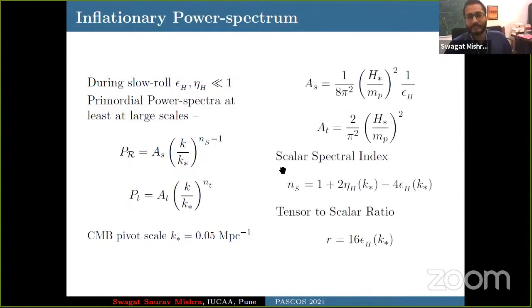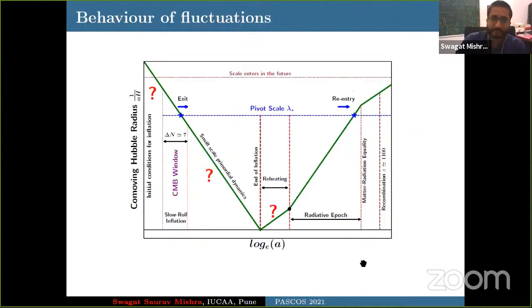And the tilt of the scalar power spectrum is completely given in terms of the slow roll parameters, and the tilt is usually predicted to be small. So n_s is pretty close to 1. Similarly, the tensor to scalar ratio, which is the amplitude of the tensor power spectrum to the scalar power spectrum, is also given in terms of the first slow roll parameter. Okay. So in this talk we're going to focus on the tensor to scalar ratio r, as well as the scalar spectral index n_s.